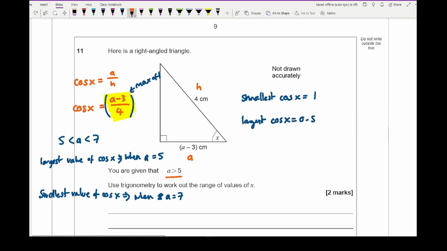Now, the reason I've done it that way is because when we look at the cos graph, it looks like this. When cos is between 0.5, which is here, and 1, which is there. Let me just make that a little bit clearer and draw that here. So what I'm looking for is this value here. Remember, this is my x value.